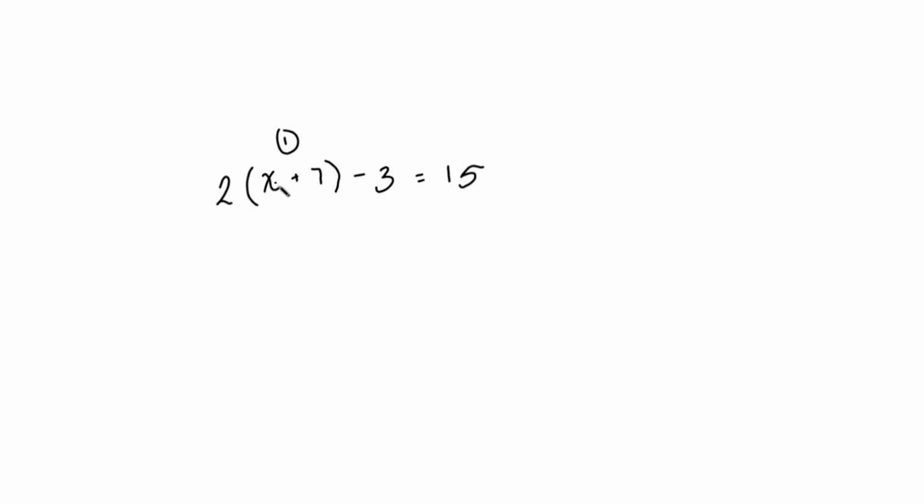If it was just done to the x plus 7, then it would just be x plus 7 minus 3, and then multiplied by 2. But that's not the case. The 2 times is only done to this part, which is the first part. This is the first part, and what's done to this is the 2.